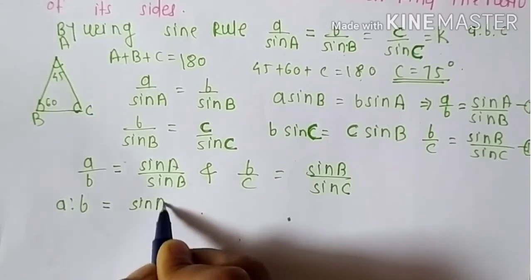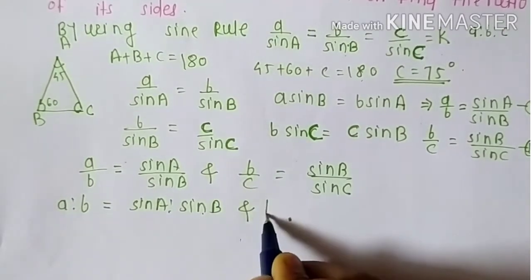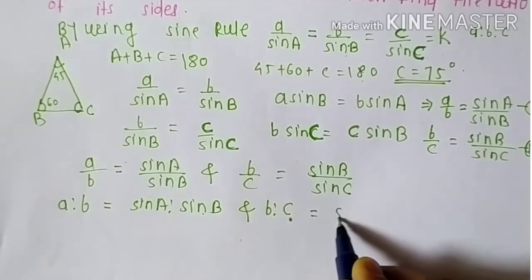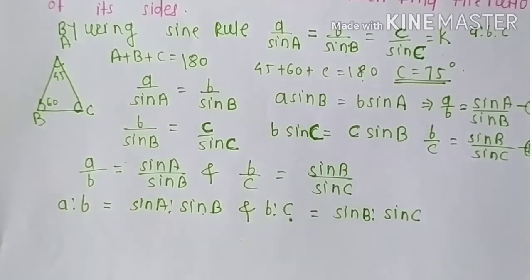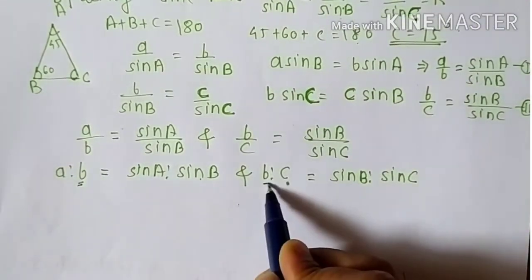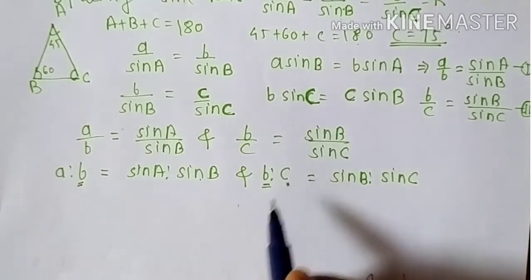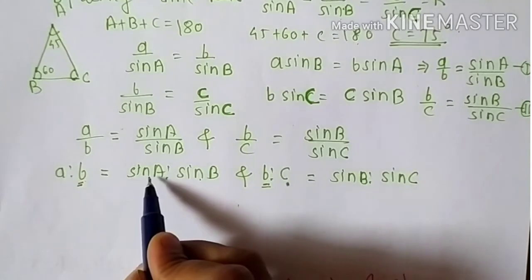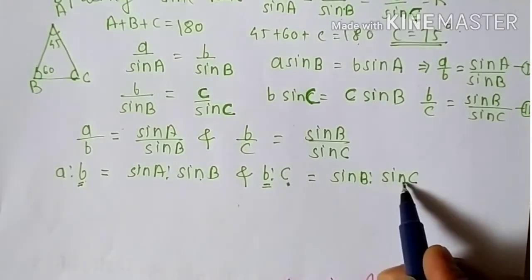Sine A as to sine B. Okay, then same thing here, B as to C is equal to what? Sine B as to sine C. And if we observe here, the B term is common. Then the A as to B ratio is sine A as to sine B, and the B as to C ratio is sine B as to sine C.